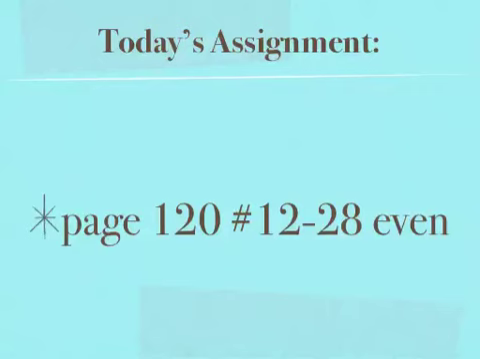Today's assignment is on page 120. It's numbers 12 through 28 even.